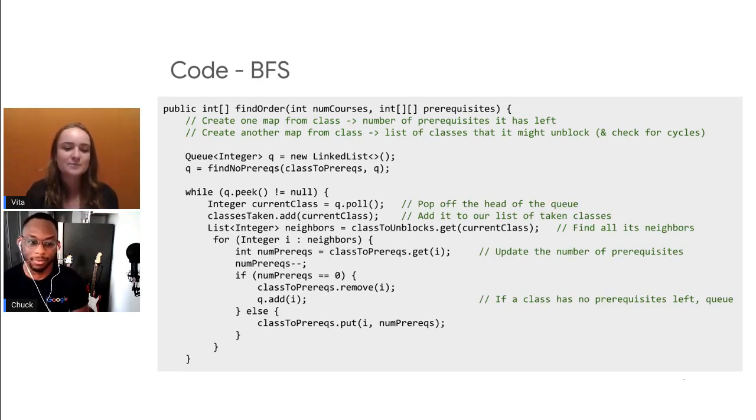Now let's get to the actual BFS here. Now that I've created both of these maps, I'm going to create that queue, the same one that I was talking about in my walkthrough. I'm going to find and populate my queue with the classes that have no prerequisites. So that's going to be my starting point. While there's still stuff on my queue, I'm going to pop off the head, add it to my list of taken classes, find all of its neighbors, but I'm going to only add its neighbor to my queue if that neighbor has no more prerequisites left. So while I'm here, I'm also updating and decreasing the number of prerequisites of my neighbor.